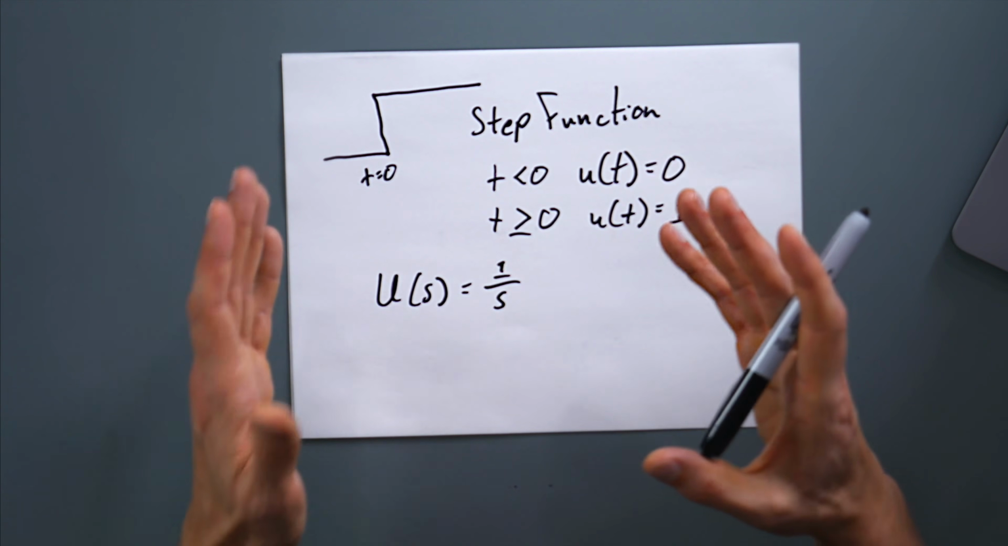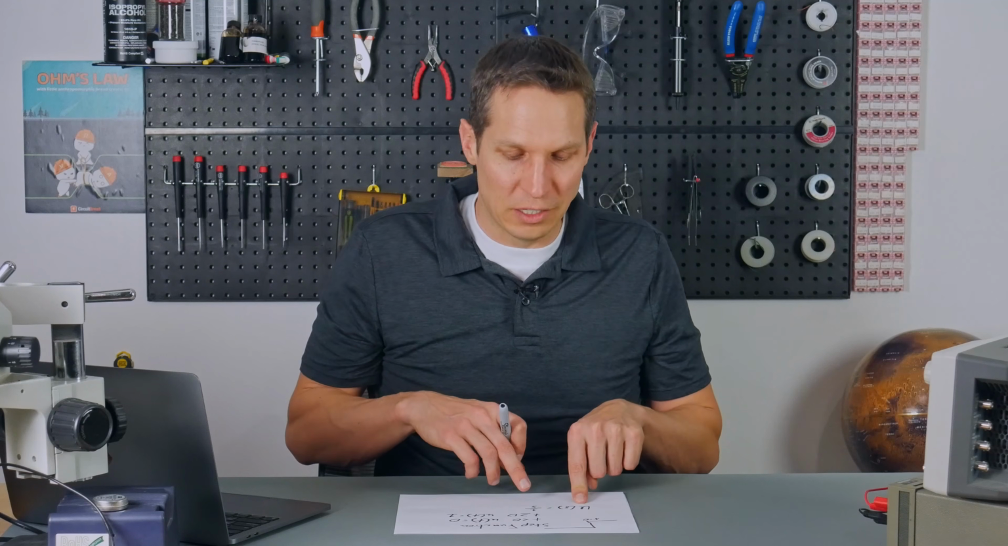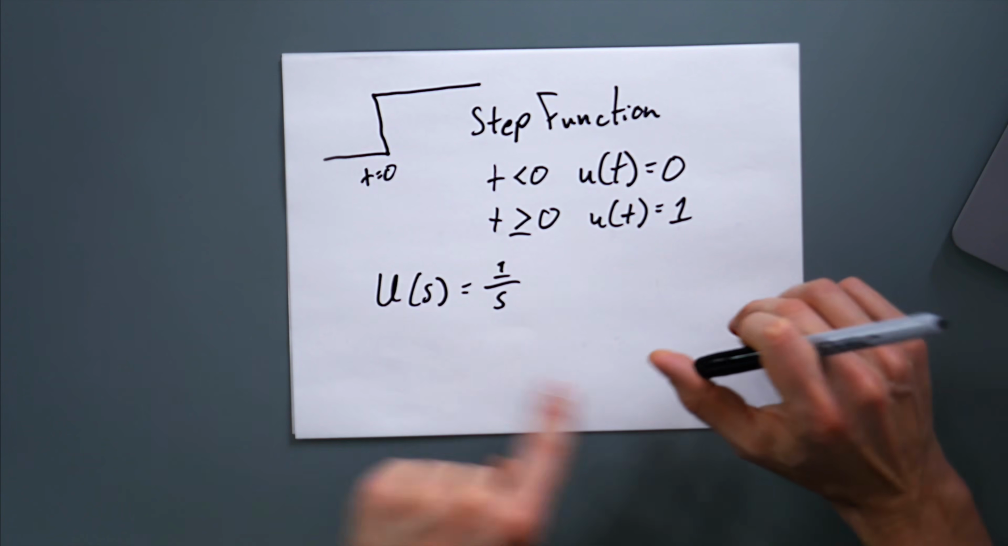So when you have your transfer function and you want an input of a step function to see how it responds, in the Laplace domain you multiply it by 1 over s and then take the inverse Laplace of the whole thing. And that is the step response.